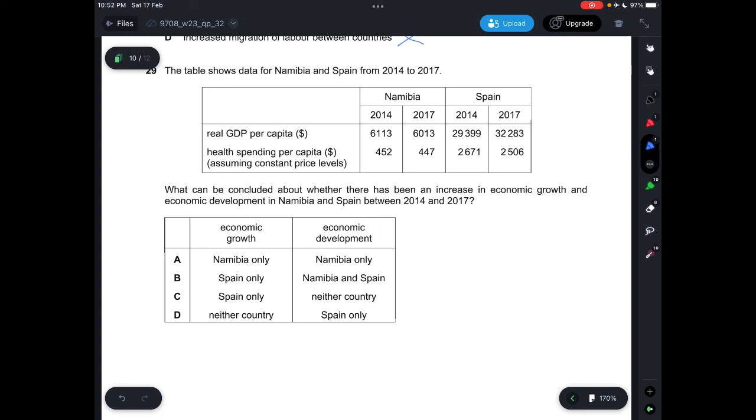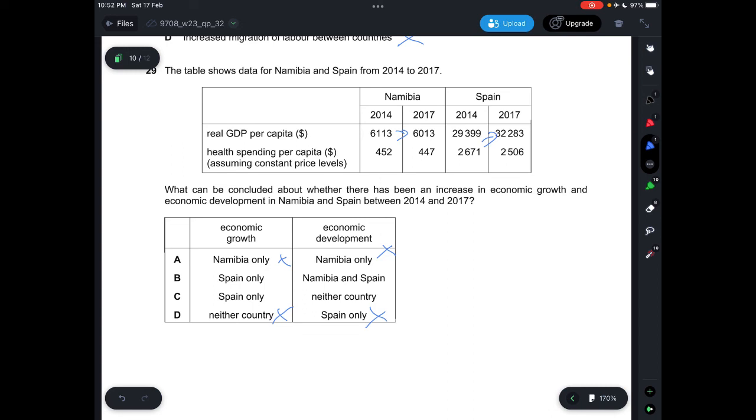What can be concluded about whether there has been an increase in economic growth and economic development in Namibia and Spain between 2014 and 2017? Alright, so let's look at economic growth. So economic growth here has to be an increase in real GDP per capita. So you can see for Namibia there's a drop, whereas for Spain there's an increase. So for economic growth it's Spain only. Alright, so it's either B or C.